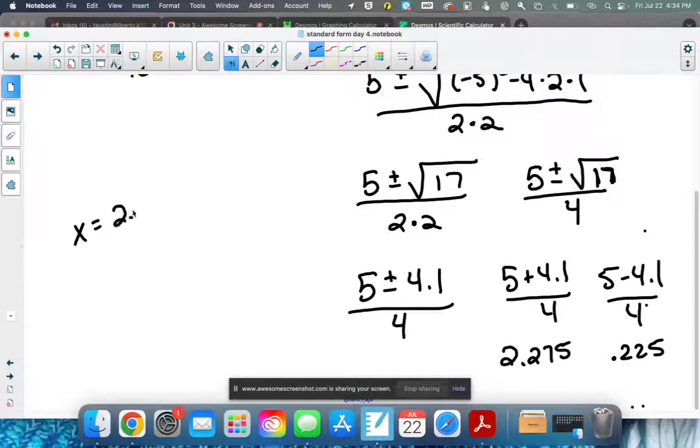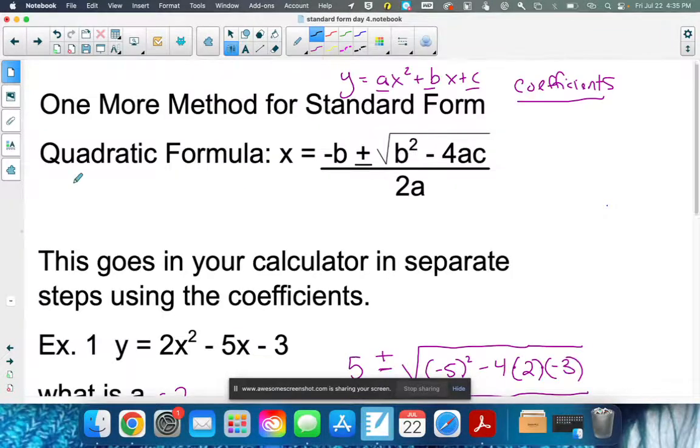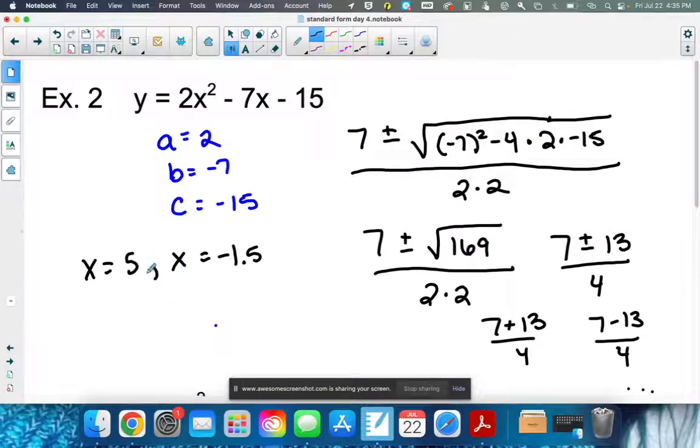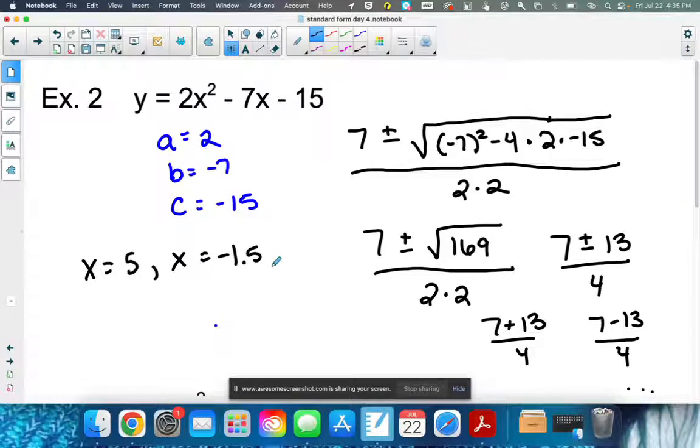So again, this works when there are decimals. It works when there are no answers because you'll at least see that you're going to get a negative square root. And it works when there are whole number answers. But again, even with the whole number answers, if you take a look, I would not want to factor and get something like 3 and negative 0.5. And I would not want to factor and get something like 5 and negative 1.5. Okay, those are the decimals and the fractions that we're not going to want to factor to get.